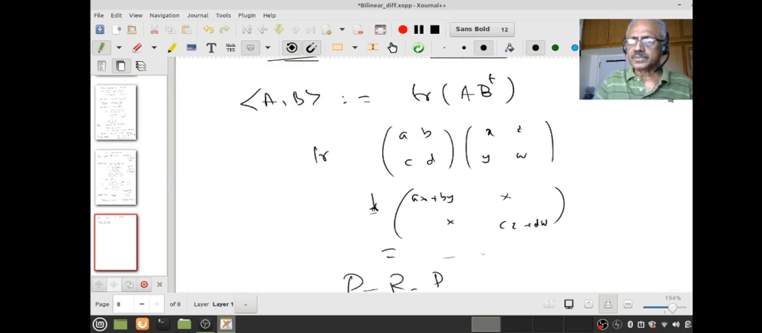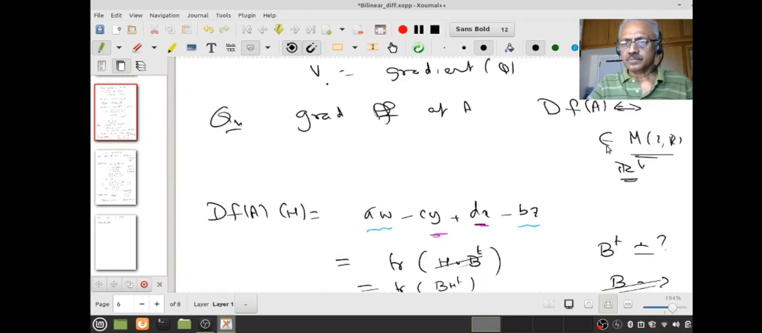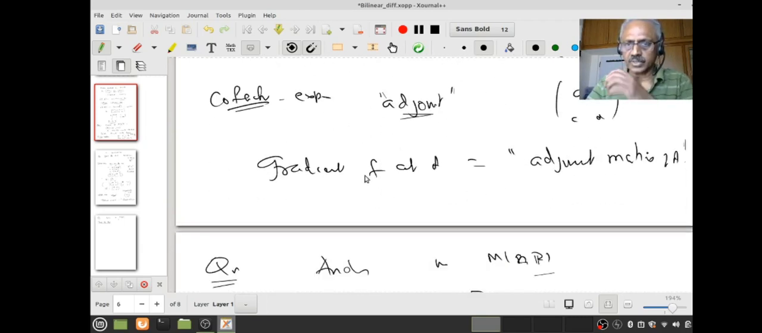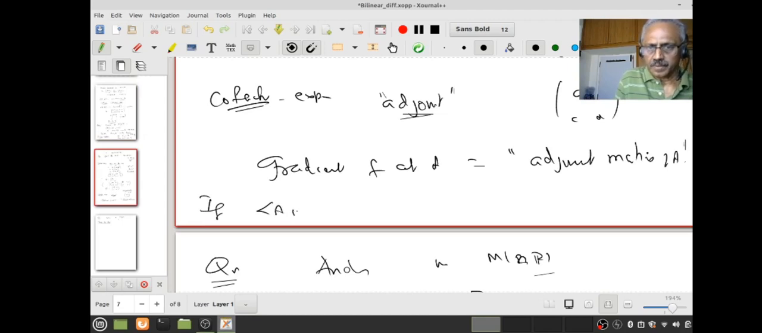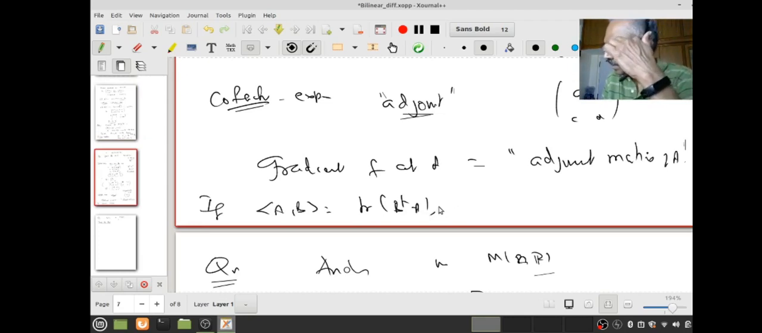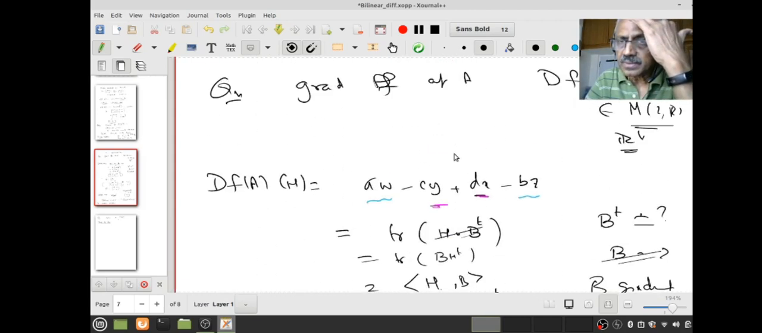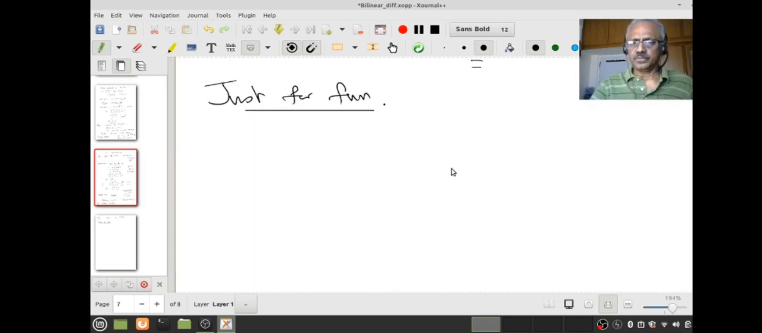Yeah, so instead if I define the inner product of A and B to be trace of B transpose A, then you will see that it comes out with the adjoint matrix. The gradient will actually be the adjunct matrix. Don't get confused. So if the inner product of A, B is trace of B transpose A, I again get confused. Which one of them? I did A transpose B, right? Yeah, it will follow. Anyway, let's not worry about it.